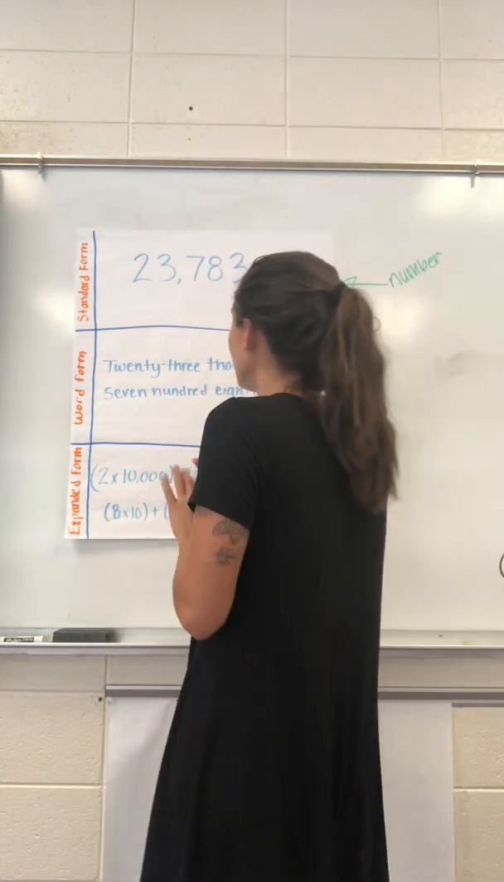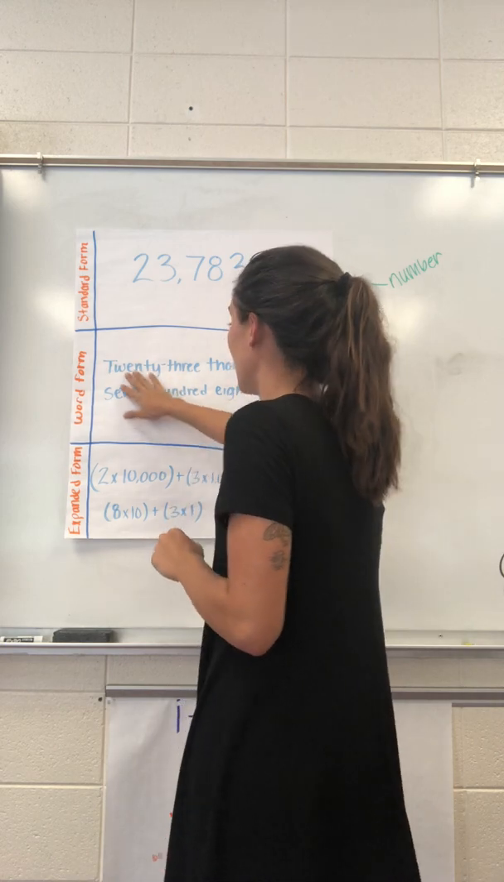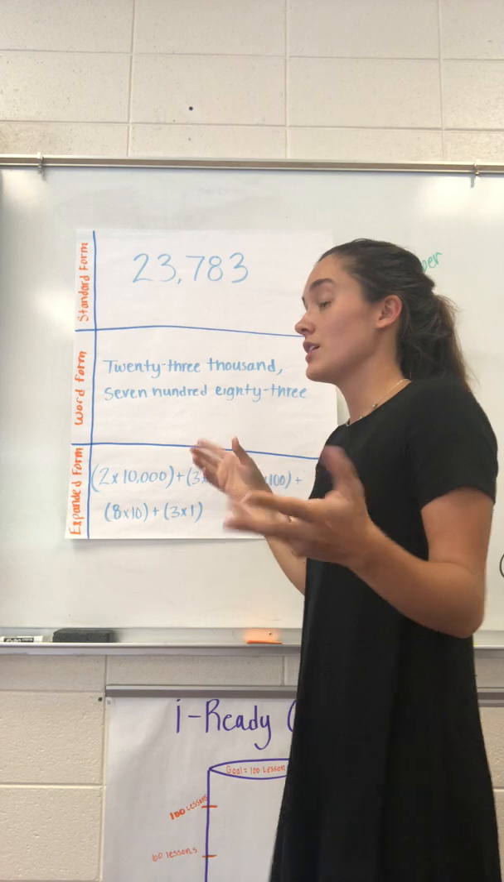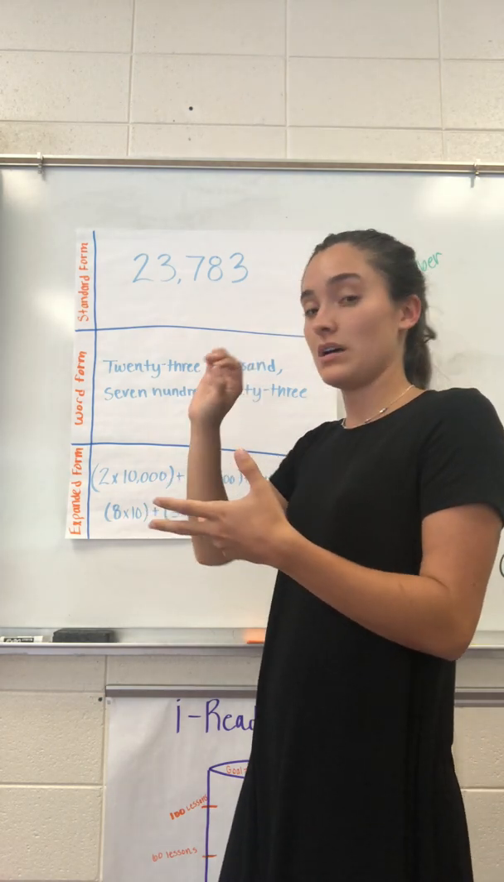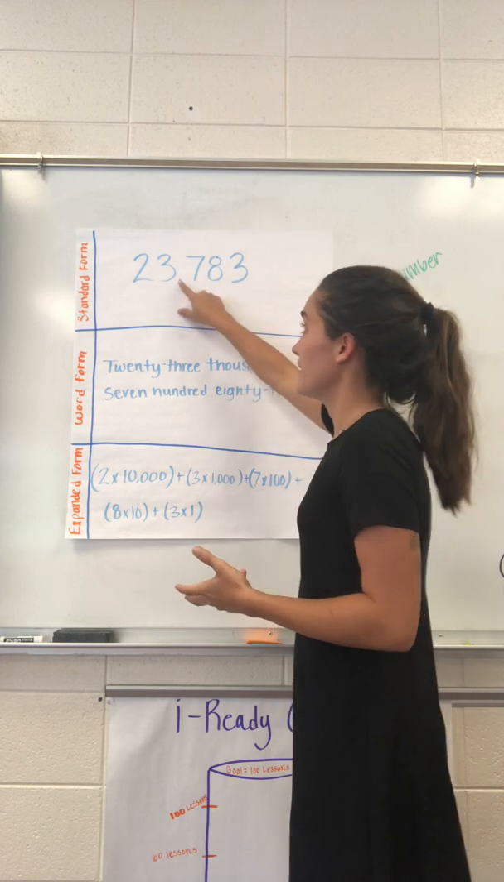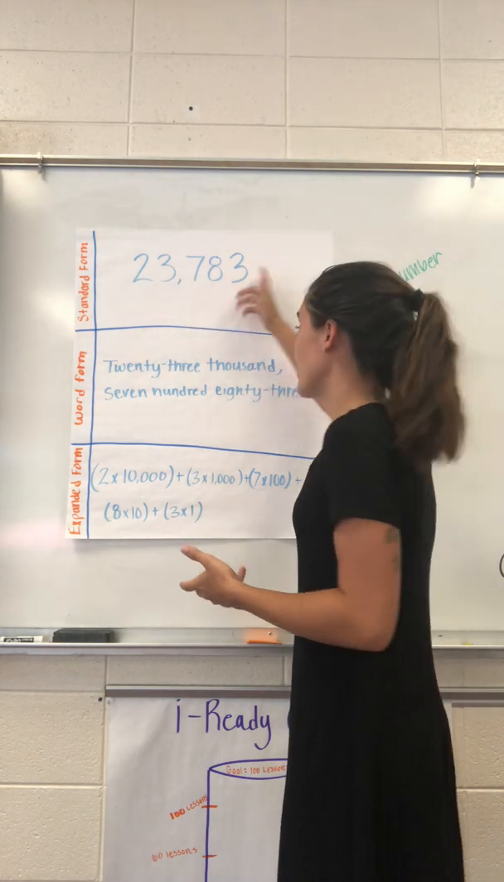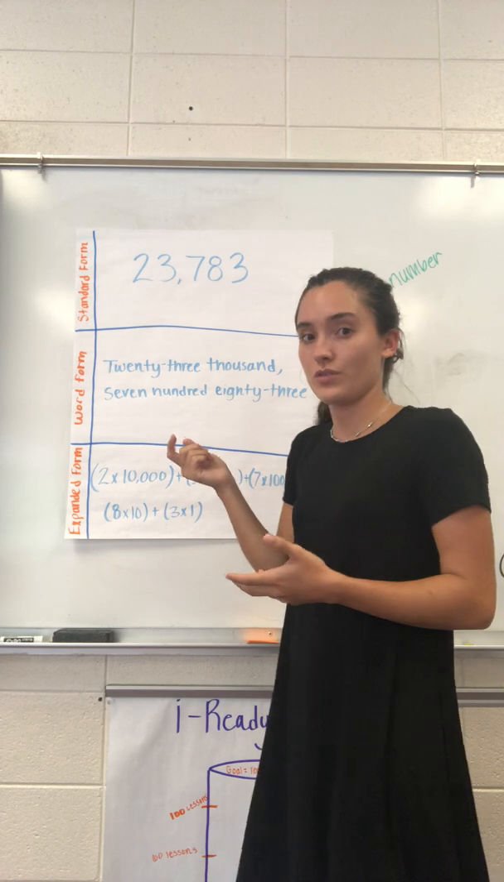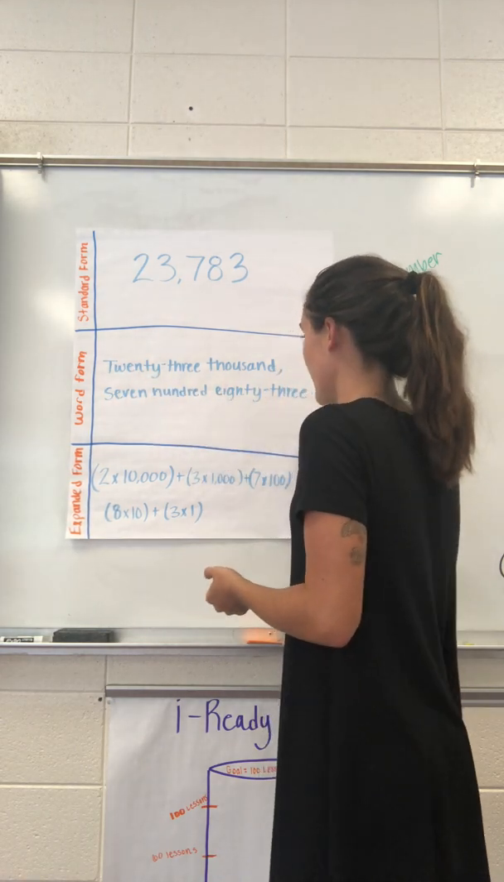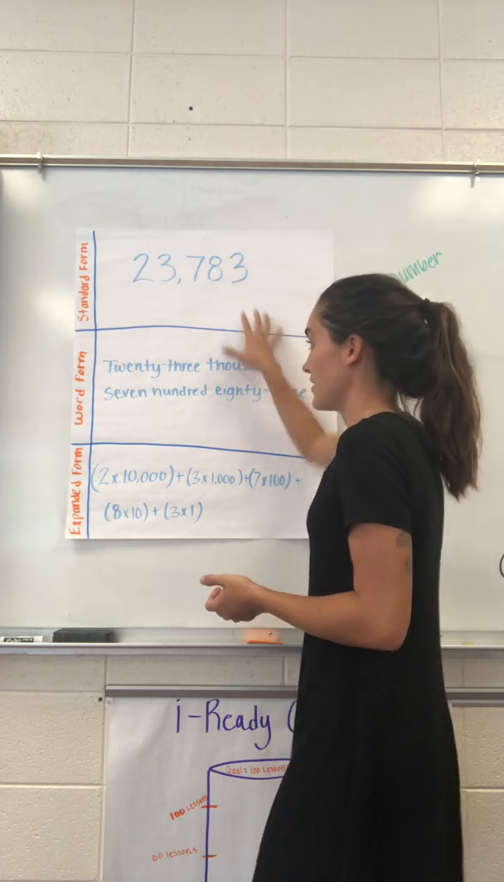So word form, this is just writing it. It helps me to say it out loud while I'm writing it. So 23,000, and wherever you have that comma in your standard form or number form, you want to put that comma in your word form. So 23,783 would be this number in word form.